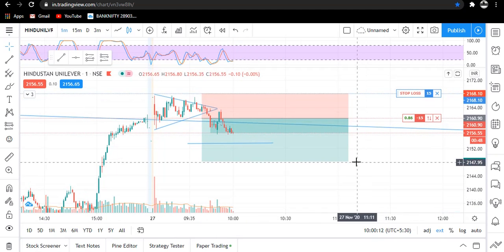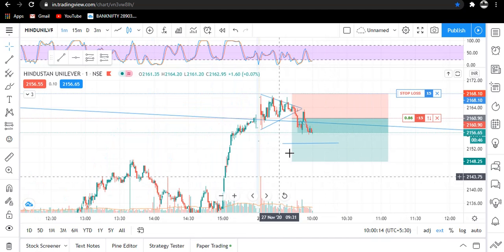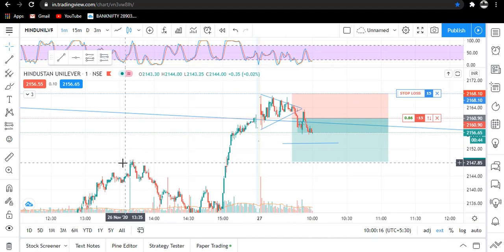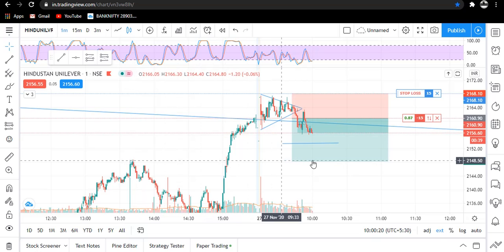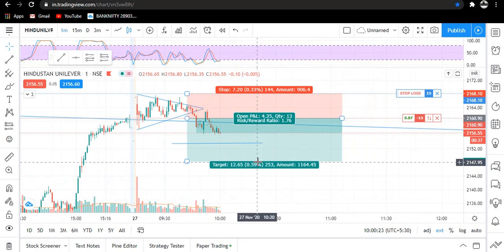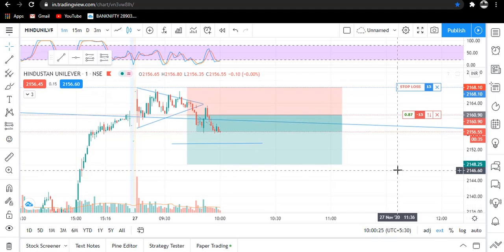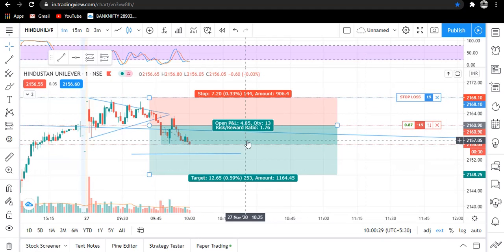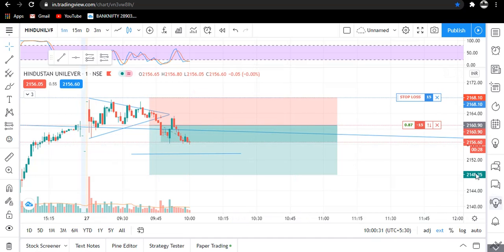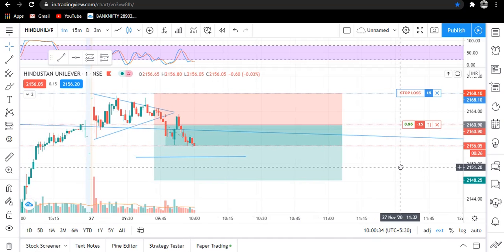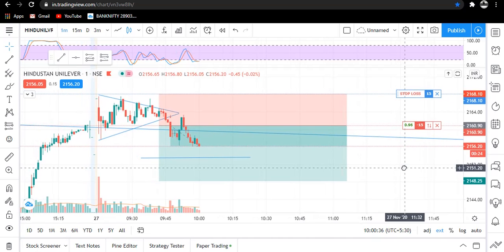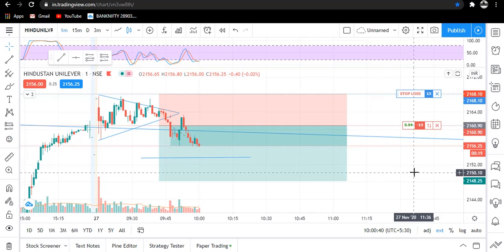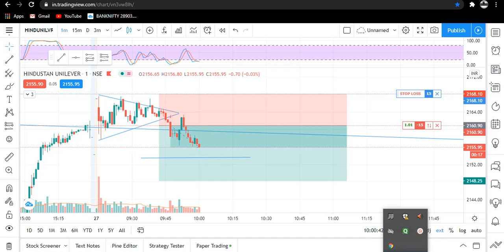Now what about the target? So traders, the next support is here, you can see here. So we have placed our target here, but we have not given it in the system, but we are trying to get that target, and there our risk reward will be 1.76. So let's see what happens traders, and this is our trade. And now I'm pausing the video, and when it hits our target or stop loss I will update you.